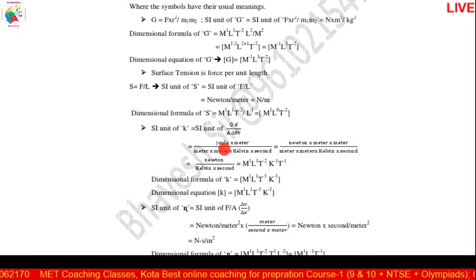So SI unit of heat is joule, SI unit of distance is meter, area will be meter square, change in temperature is Kelvin, and time is second. Okay, so by this you can find the SI unit of thermal conductivity. Now joule we can write as Newton into meter. Now cancel out meter to meter, then you will get Newton upon Kelvin into second.